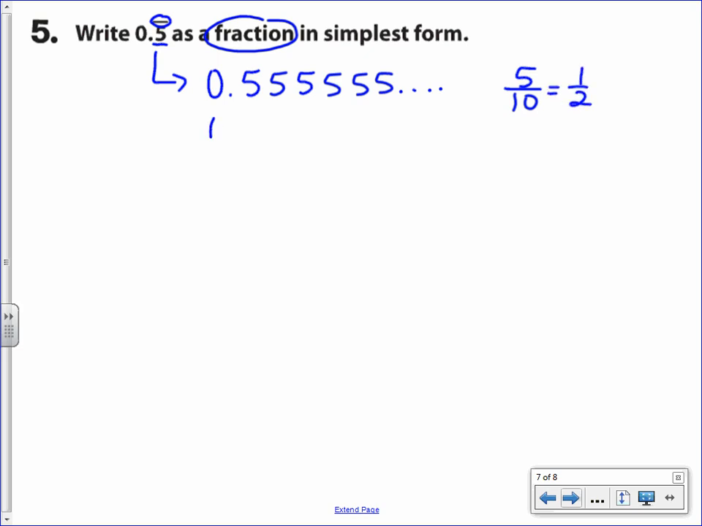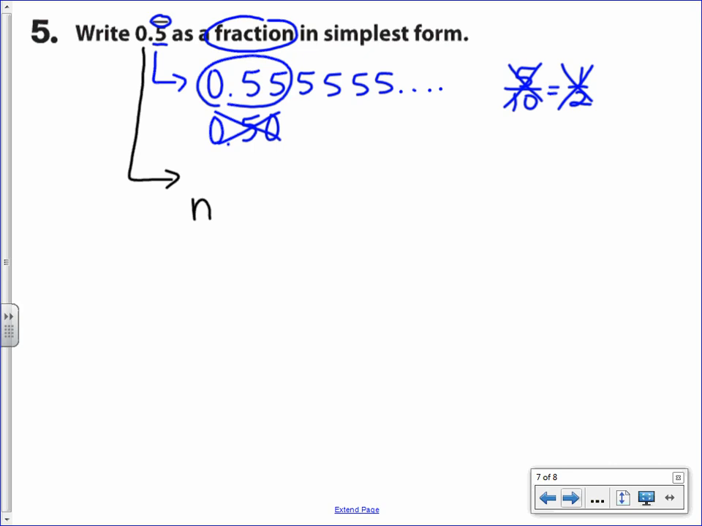Because you know that if it's 0.5, really, it would be 0.50. And I would certainly rather have 55 cents than 50 cents. So they are not the same. So do not make the mistake of telling us that that is 5/10 or 1/2. The first thing we're going to do is assign a variable here. So we're going to say that n is equal to our decimal, 0.555. And I could go on and on.